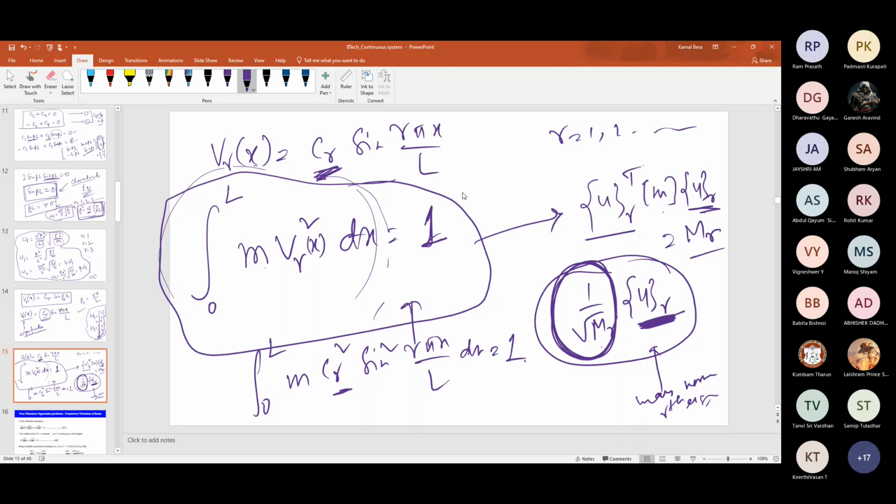It is similar to U transpose M, where here it is a matrix and vector, so you transpose. Here it is an eigenfunction instead of an eigenvector, so it is m into V_r(x) squared dx, and you have to set it to 1. That's all. Basically, if I multiply the vector by a factor C_r, I get C_r squared, so that C_r will be 1 by root of m. Understood? Here the order is the same. Any issue?